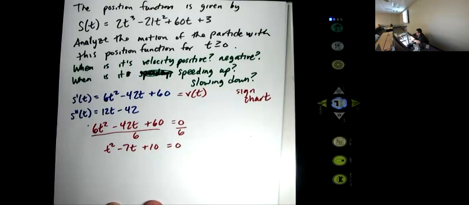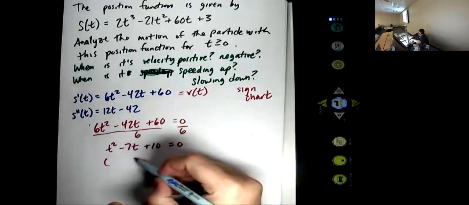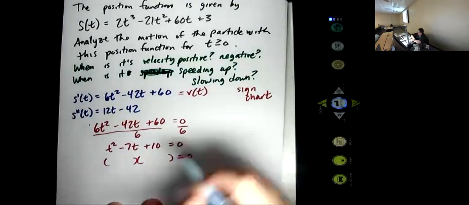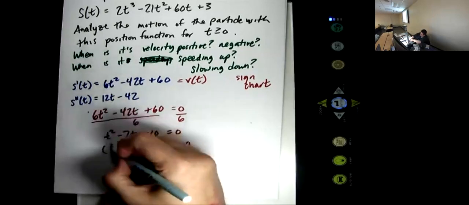And here I can factor. I can see the factors here. What does this factor into? That's incorrect. t minus 5 and t minus 2. I'm guessing that's what Dalton was going to go with. Yes.